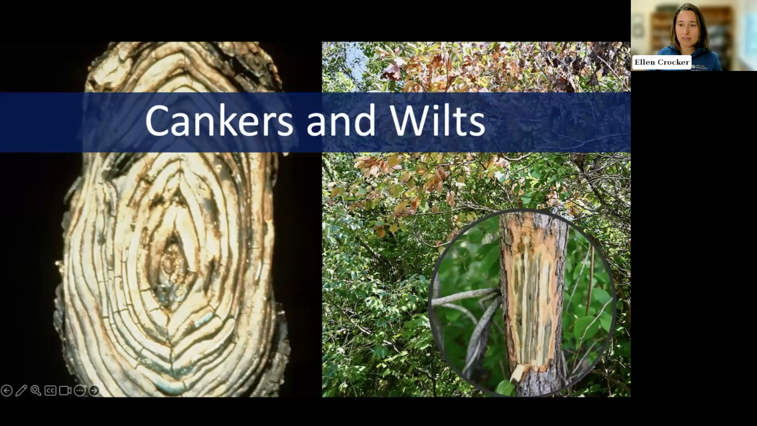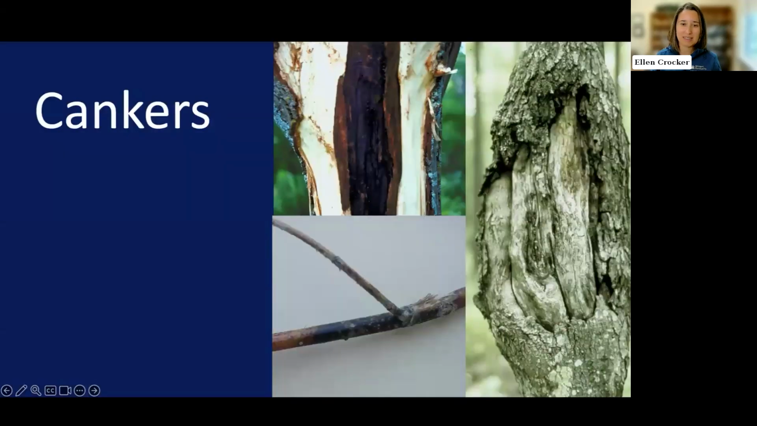Many different things, from living pathogens like fungi and bacteria to abiotic problems, can cause these kinds of symptoms. But the ultimate issue here is something that's impacting that vascular system of the tree, and then the host's ability to defend itself and respond to that. So let's start there with some different cankers and wilts that you might see.